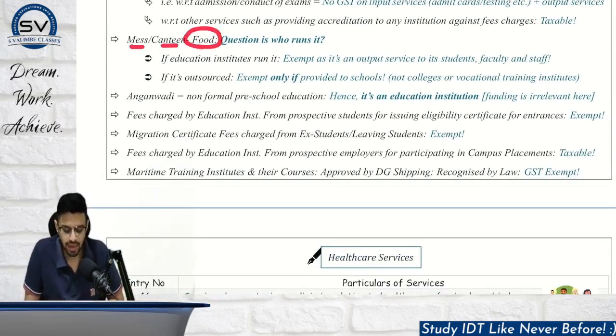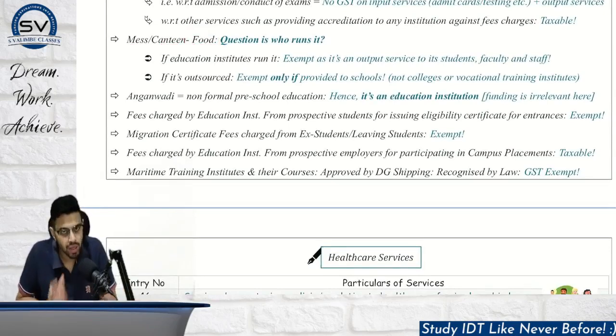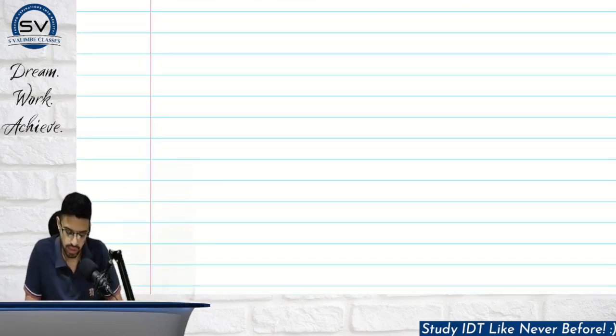Mess canteen related food service. Now here the question is, who is running it? Let's understand who is running it. Mess food service, mess and food.